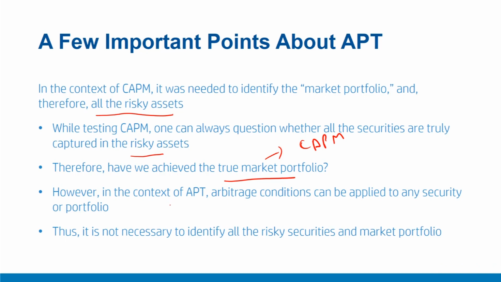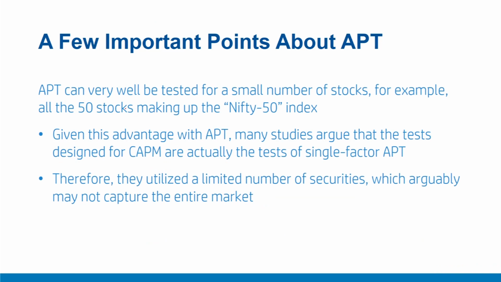However, in the context of APT, arbitrage conditions can be applied to any set of securities or portfolios, and therefore it is not necessary to identify all the securities in the market, and therefore it is not necessary to identify the market portfolio. That makes APT very generic. So for example, APT can be tested for a very small number of stocks. A simple index like Nifty 50, which comprises 50 stocks, can be utilized to test APT. So only the 50 stocks making up Nifty 50 can be used and tested for APT.